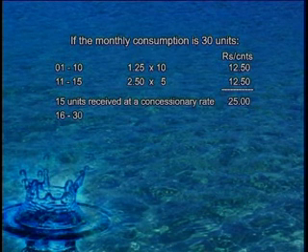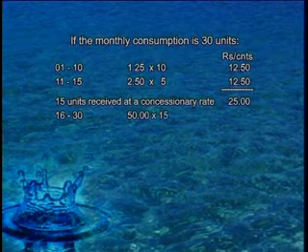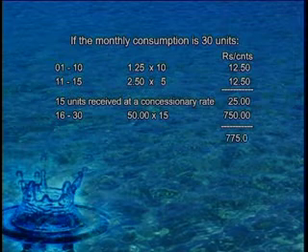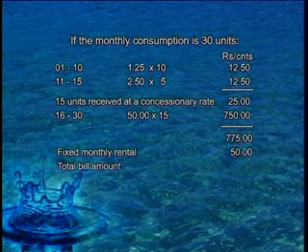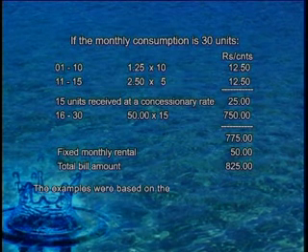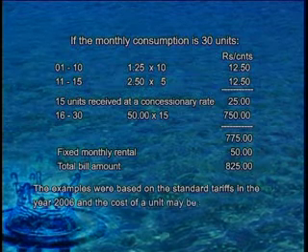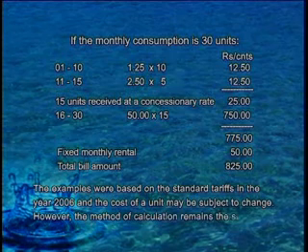Thereafter, from the 16th unit to the 30th, a sum of 750 is charged at the rate of 50 rupees per unit. After adding the 50 rupee fixed monthly charge, the total cost will be 825 rupees. These examples were based on the standard tariffs in the year 2006, and the cost of a unit may be subject to change. However, the method of calculation remains the same.